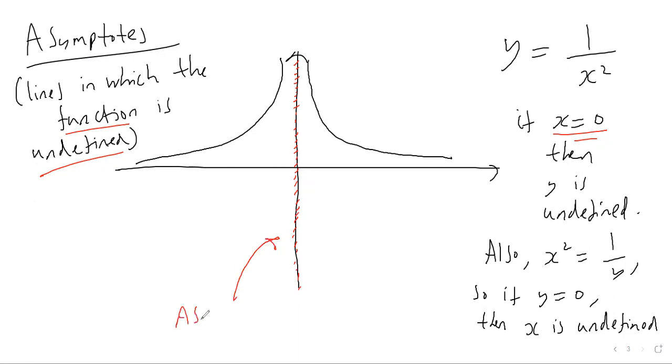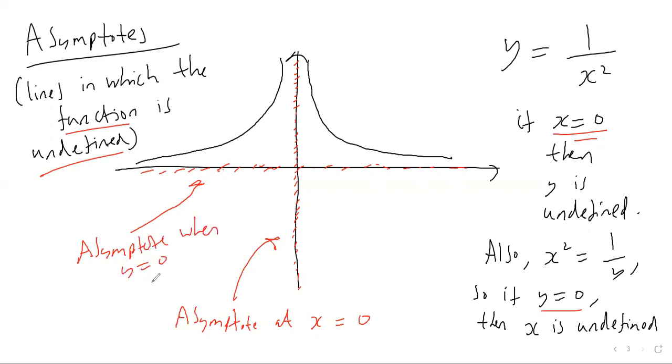Asymptote at x equals 0. And then we've also got another one at y equals 0, because if we rearrange this equation, we get x squared equals 1 over y. If y is 0, then x squared is not defined, so in other words, x is not defined. So again, we've got another asymptote on this line here. Asymptote when y is equal to 0.